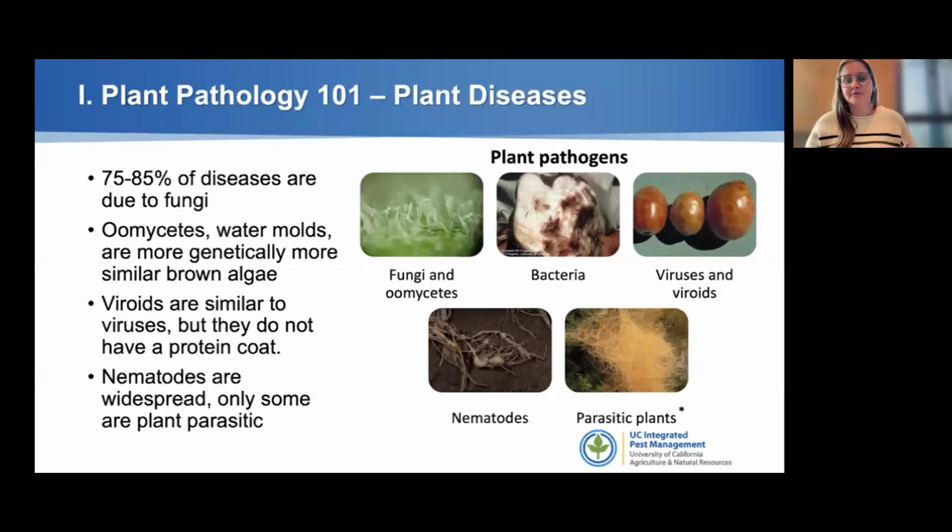Viruses and viroids. So viroids, if you're not familiar, are very similar to viruses, but they don't have the protein coat that the rest of viruses have. So they're more like naked genetic material that happens to be infectious. And nematodes are ubiquitous. They're widespread, they're everywhere, and only a small number of nematodes are actually plant parasites that cause diseases, the most common of which is root knot nematode.